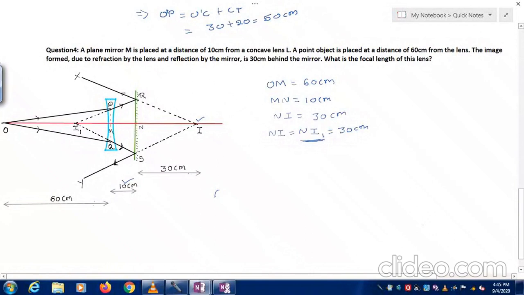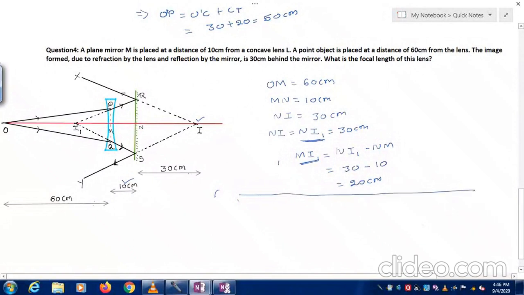So here we have NI1 is equal to 30 centimeter and NM is equal to 10 centimeter. So MI1 is equal to NI1 minus NM. So this is equal to 30 minus 10, which is equal to 20 centimeter. And this MI1 is nothing but the image distance for this lens.